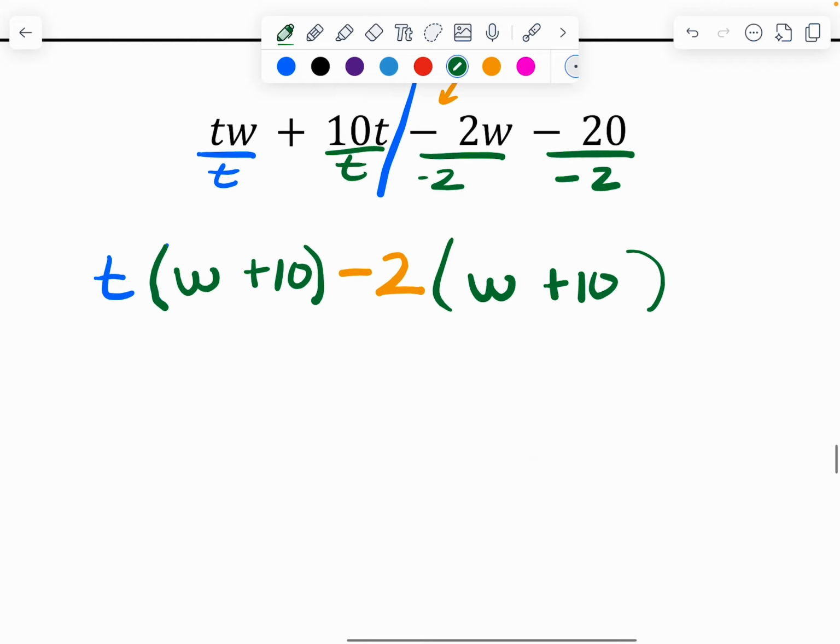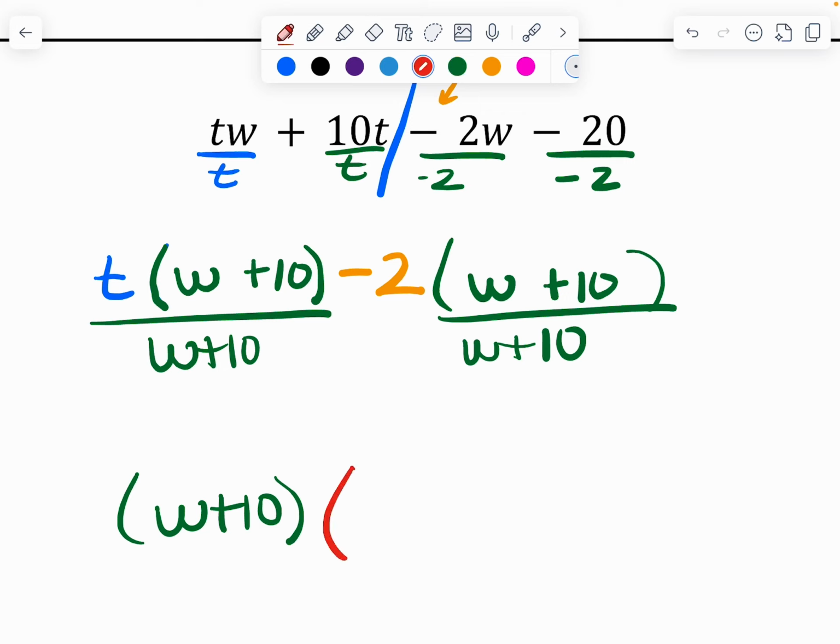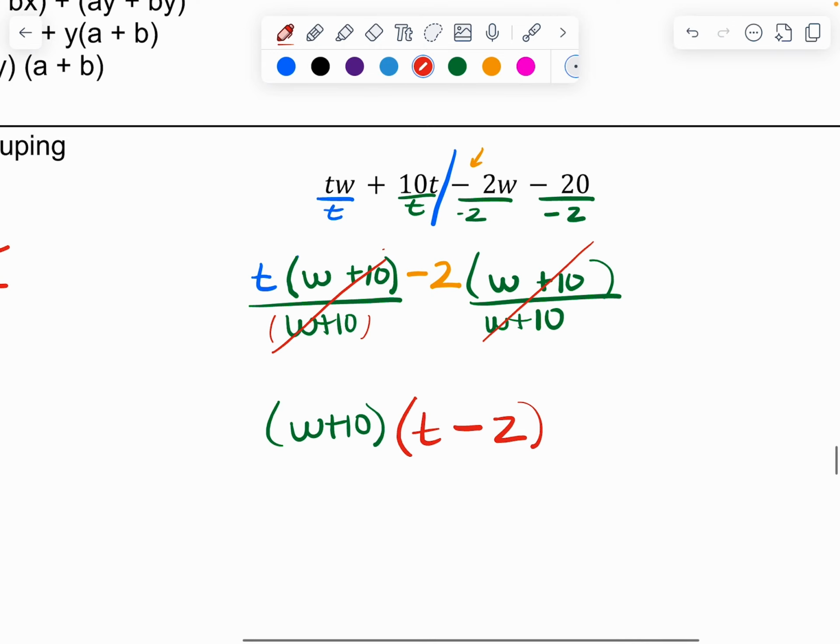Now look at those two sets of parentheses. Aren't they exactly the same? So I'm going to take out a w plus 10. So I'm going to divide this by w plus 10 and divide this by w plus 10. When I do that, this cancels and I get a t, minus this cancels and I get a 2, or a minus 2. And there you have it.